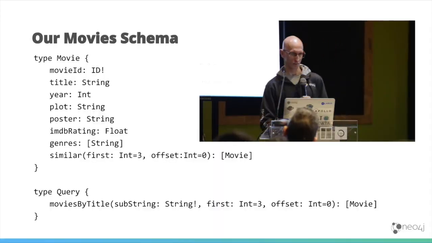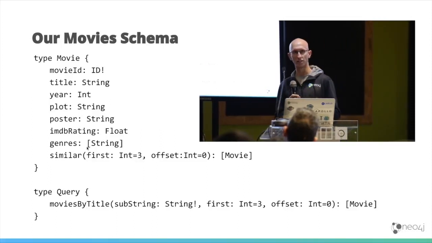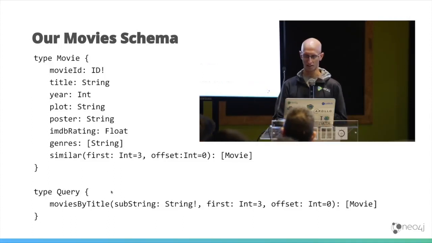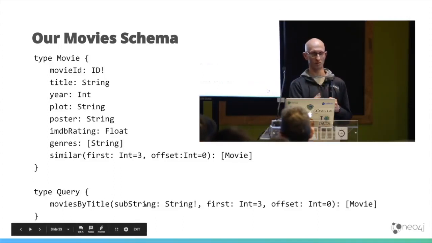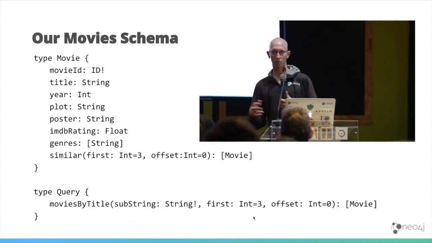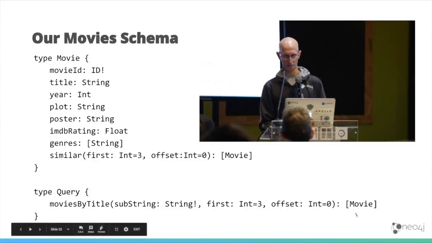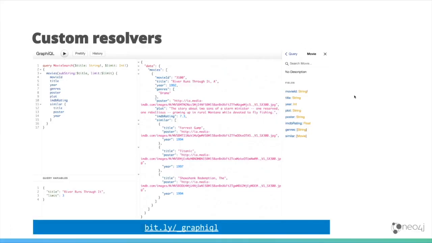This is what it looks like. We've got a movie. It then has a movie ID, a title, a year, a plot, a poster. We've got some genres as well. And then in this case, we're just going to allow you to do one query against it. You can only look up movies by title. You have to pass in the substring, so what movie are you looking for, and indicate how many results you want to return, and where you want to start. Do you want to skip any records from the beginning? And it will give you back an array of movies, which is this type up here.